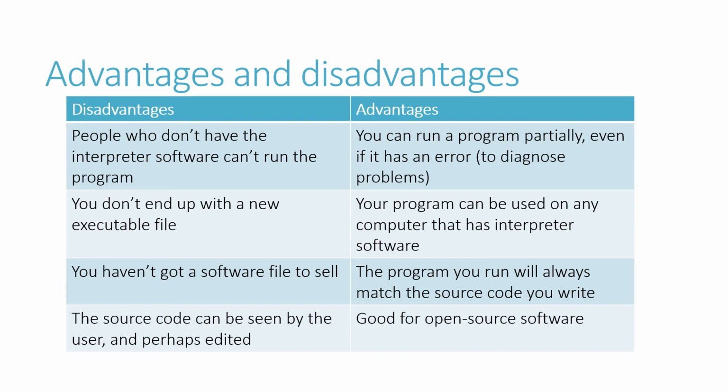And I'd like to use the example of JavaScript. JavaScript is what gives most web pages their functionality. So a programmer will write a JavaScript program, put it into a web page, and then every computer that connects to that web page will be able to run that program. It doesn't matter what type of processor they've got.